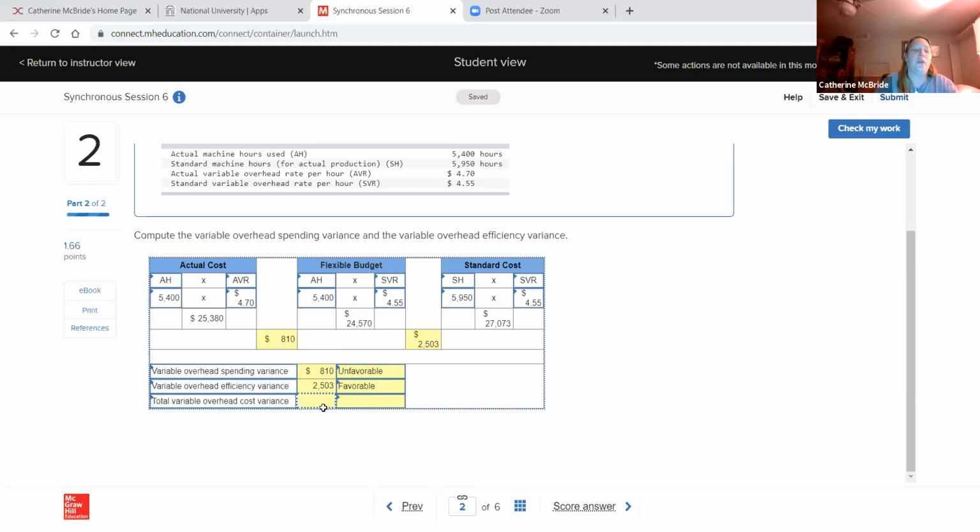And so our total overhead, oh, I see. They're calling the total the cost variance. That's why the other one's like that. Cost variance is what you'd see on your balance sheet in this case. So you have to be careful again because the 2503 is favorable and the 810 is unfavorable. So how much is my variance? $1,693. And is it favorable or unfavorable? Favorable.